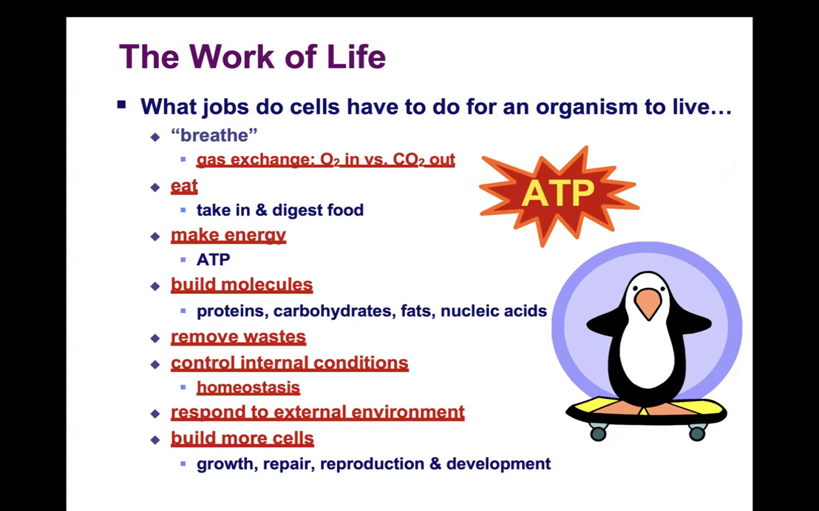They're going to also use those substances that they take in to make other macromolecules from scratch that they need, so proteins, carbs, fats, and nucleic acids, to remove wastes, byproducts that are not good for the cell, to maintain homeostasis and respond to changes in their external environments, and also to make more cells when they need to grow, repair damage, and reproduce. So cells need to be able to do all these things.